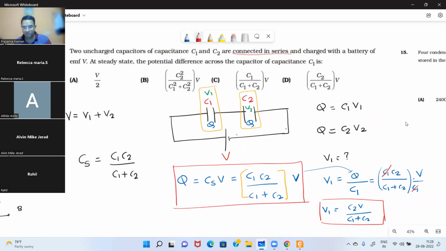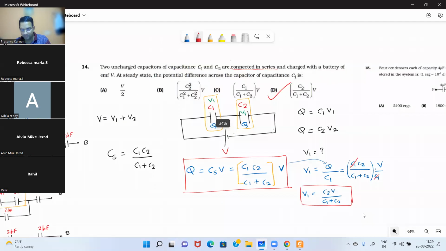Is it clear? So which option is correct? The fourth option is going to be right. Let me explain what I have done once again for you.